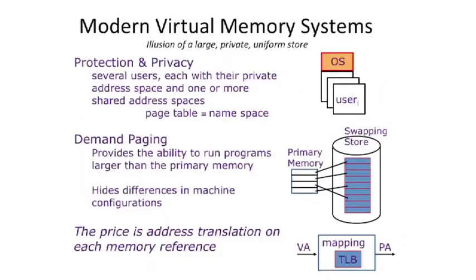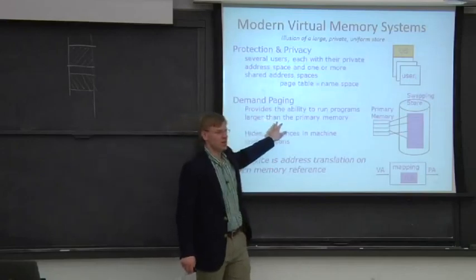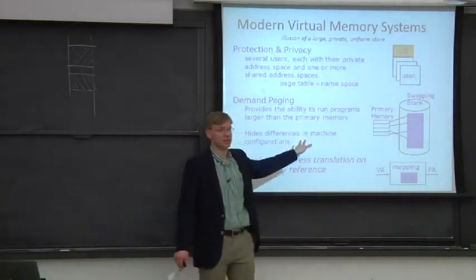So if we put this all together, we end up with our modern virtual memory system here. Our modern virtual memory system allows memory to be either in memory or on disk. And one of the cool ideas that people came up with is some fancier ways to manage this. So we end up with what's called demand paging.